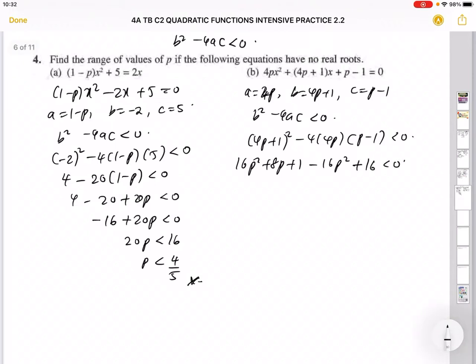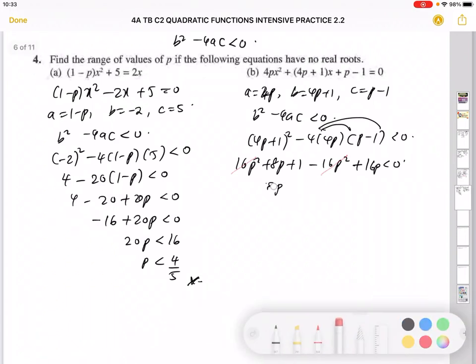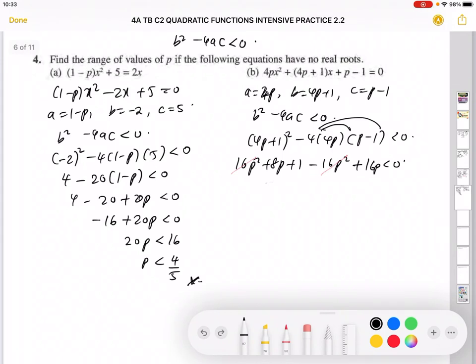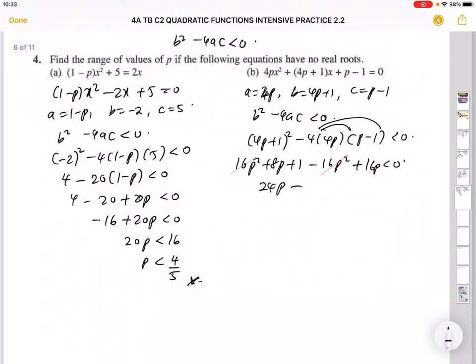Can we cancel them? Yeah. And you are left with 8p. Okay, there's a p here. Yeah, 16p. So 8p plus 16p will give us 24p, right? Yeah. So this is 24p plus 1 less than 0. Just bring the 1 over, you get negative 1. p is less than negative 1 over 24.